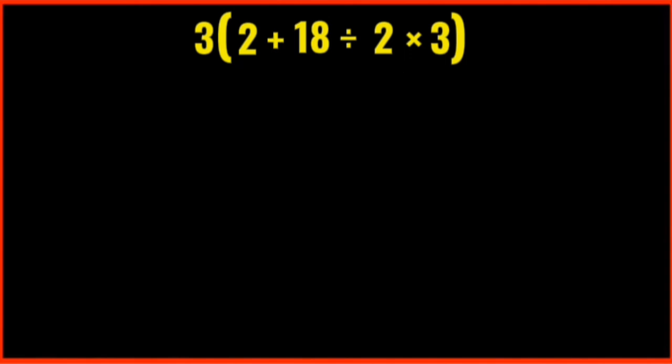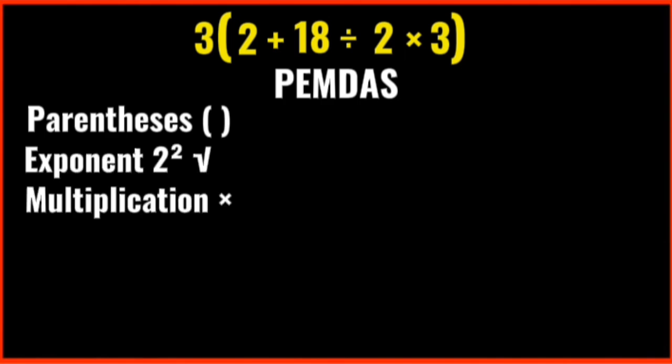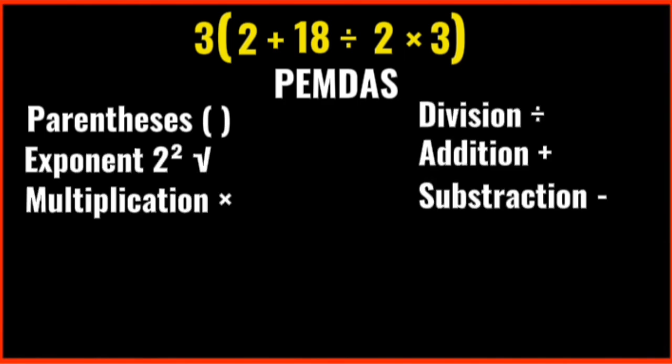The key idea in this question is the order of operations, also known as PEMDAS. PEMDAS stands for parentheses, exponents, multiplication, division, addition, and subtraction. The first thing we check is whether we have parentheses, and in this problem we do. So we must work inside the parentheses first. Inside the parentheses, we have 2 plus 18 divided by 2 times 3.